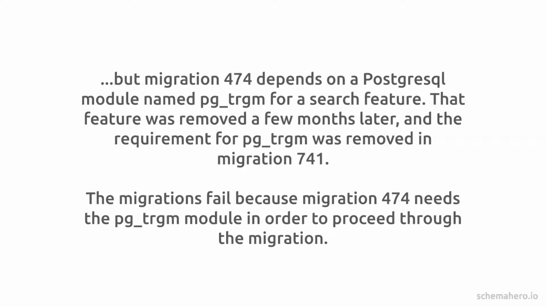a Postgres module that was implemented for a search feature that was later removed and rewritten, re-architected, so we didn't need that in the end. But the migrations fail. They fail at migration 474 for him because he needs that module in order to allow it to install it, even though it's going to uninstall it 100 migrations later.